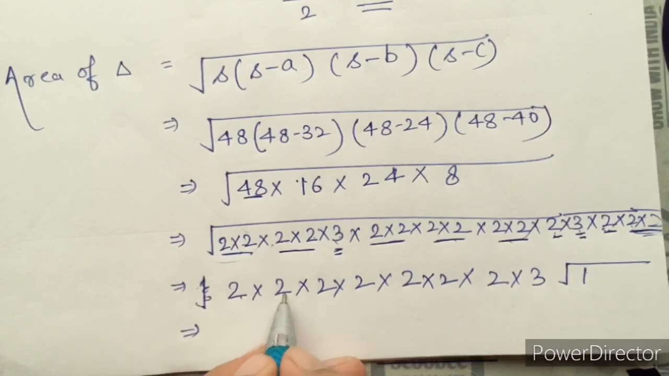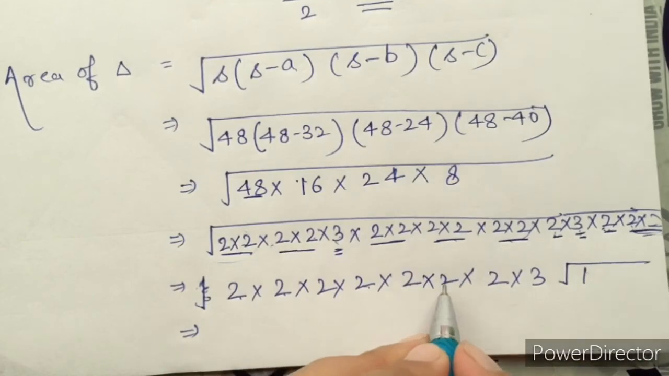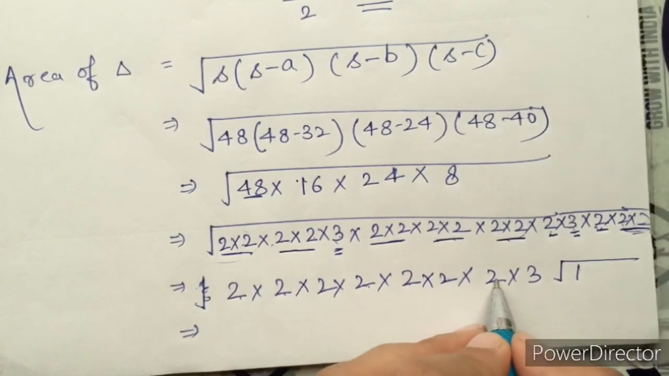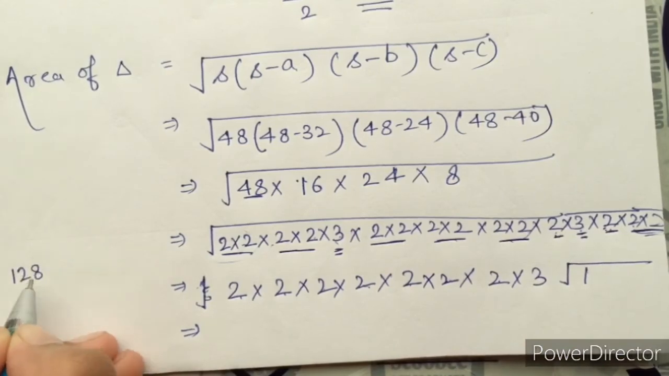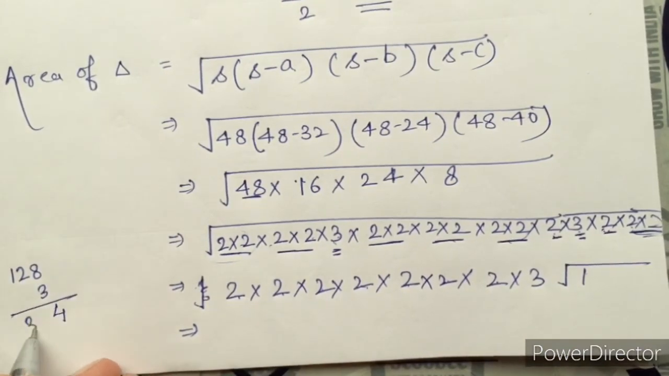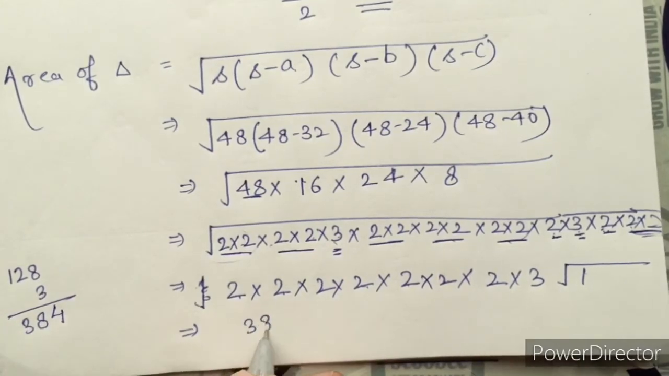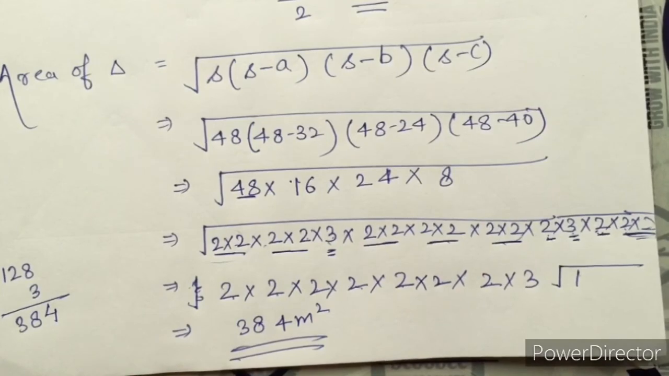मल्टीप्लाई कर देंगे. 2 2 जा 4, 4 2 जा 8, 8 2 जा 16, 16 2 जा 32, 32 2 जा 64, 64 2 जा आपके पास कितना आ जाएगा? 128. और 128 को आप किसके साथ मल्टीप्लाई करेंगे? 3 के साथ. जब आप मल्टीप्लाई करेंगे तो आपके पास कितना आ जाएगा स्टूडेंट? 384 मीटर स्क्वायर. ओके, दिस इज द वे हाउ कैन वी फाइंड आउट एरिया ऑफ a scalene triangle.